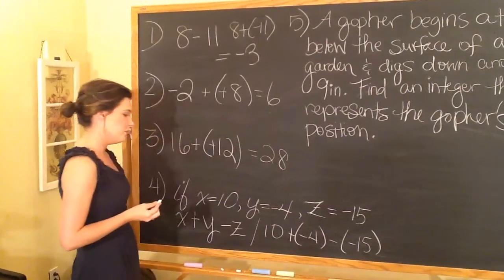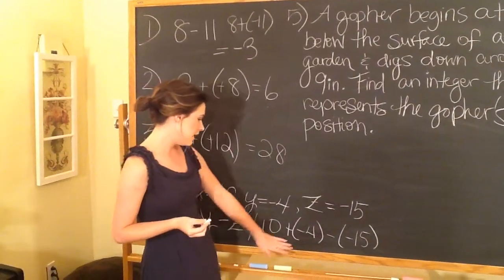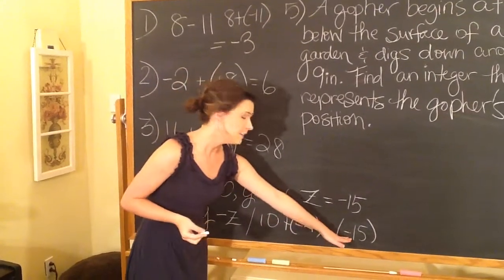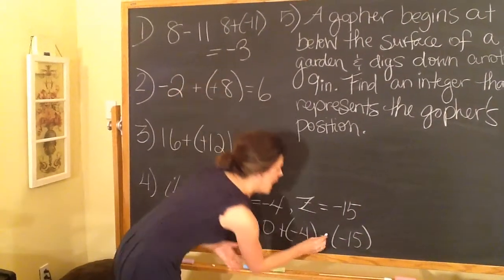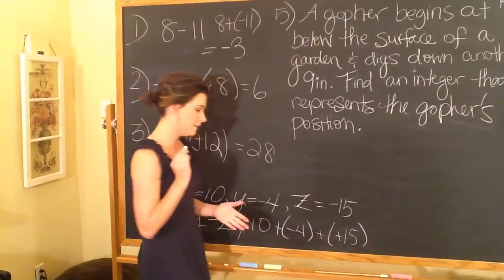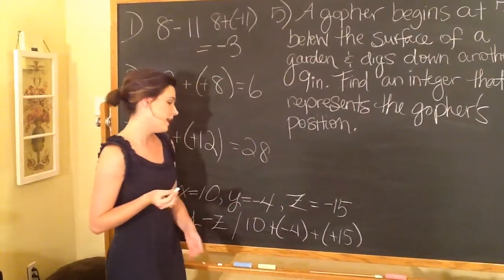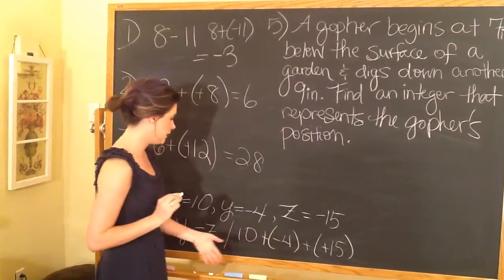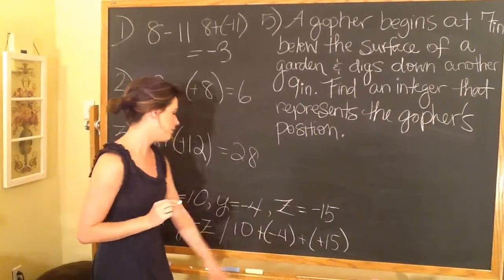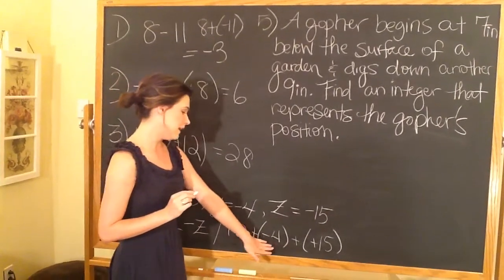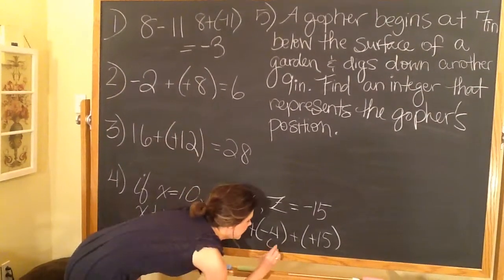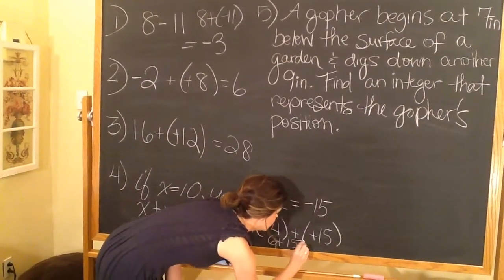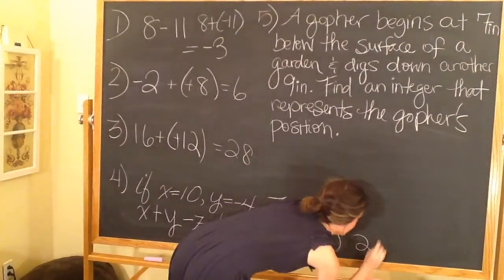So let's see what we have to do. Looking through, 10 plus negative, so we're adding a negative number. And then we're subtracting a negative number, which is like adding. So I'm going to change these to positive signs to make it a little bit easier for us. Now, if you remember, with our order of operations, we work from left to right when we're adding and subtracting. So 10 plus -4 gives us 6. And then 6 plus 15 gives us 21, which is our answer.